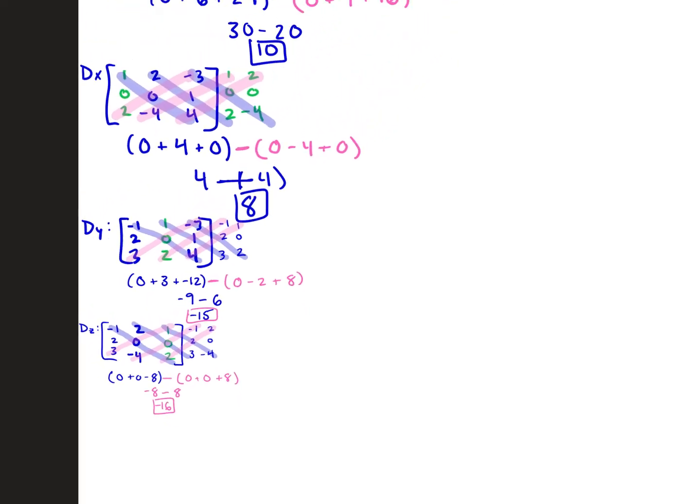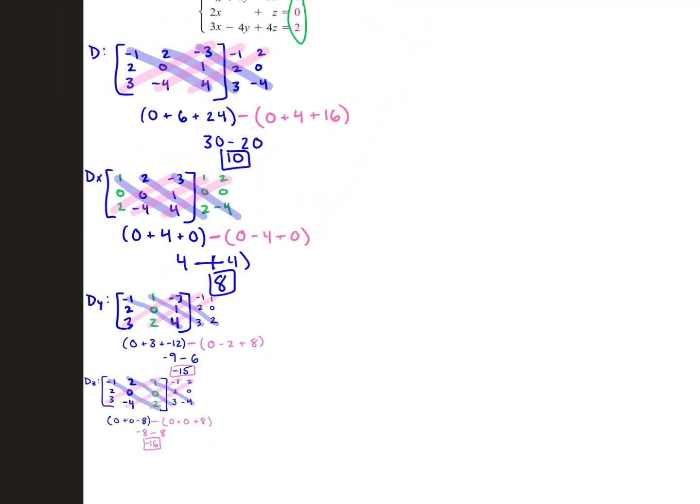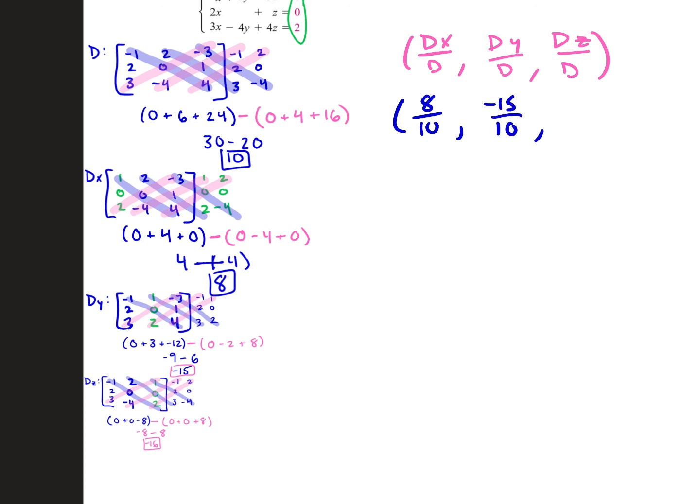All right, so we write our answer as d sub x over d, d sub y over d, and d sub z over d. So d sub x is 8 over d, which is 10. D sub y is negative 15 over d, which is 10. And d sub z is negative 16 over d, which is 10.